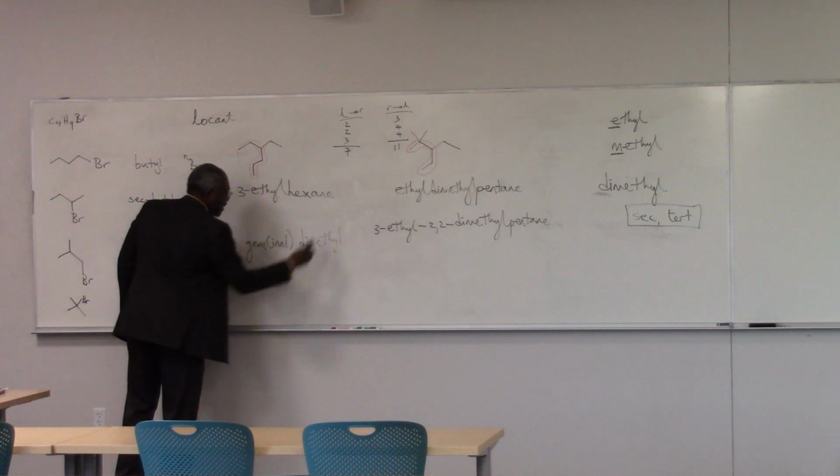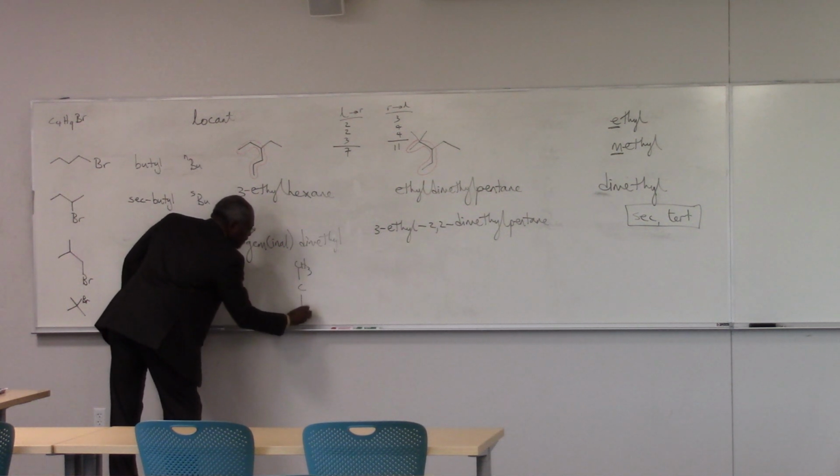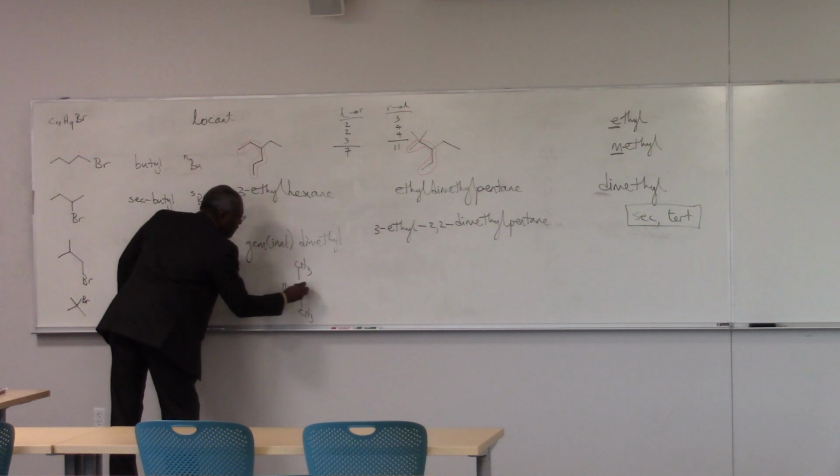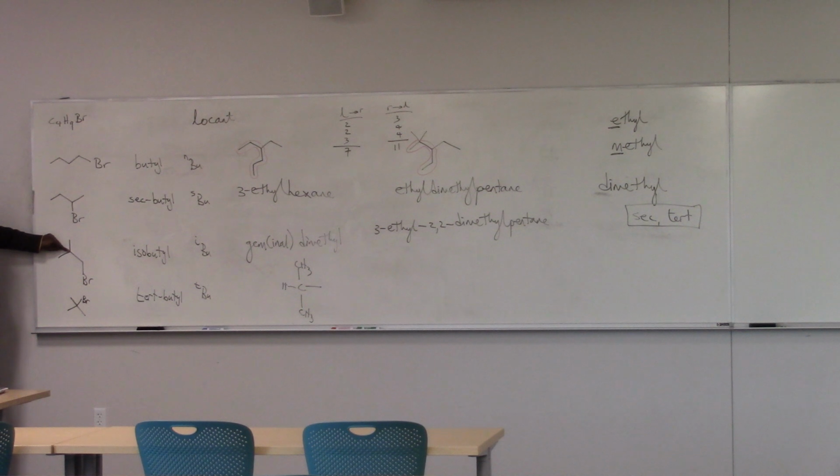In other words, it's a species that has two CH3 groups on a given carbon. Right? So here's my carbon that has two methyls and an H. So that's called the iso function.